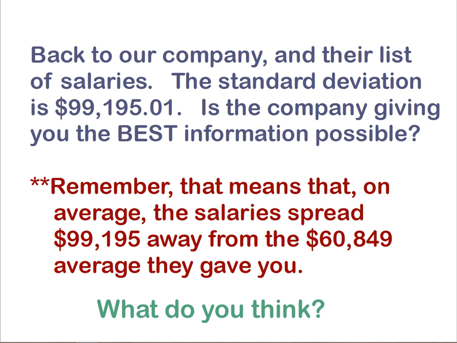So really quickly, back to our company and their list of salaries. The standard deviation for that company was over $99,000. So that's a pretty big spread, right? That means that most of the company is making within $99,000 of the mean. That's a really big spread. That means that your mean was not a very good measure of middle. So, take the time to think about that for a minute.